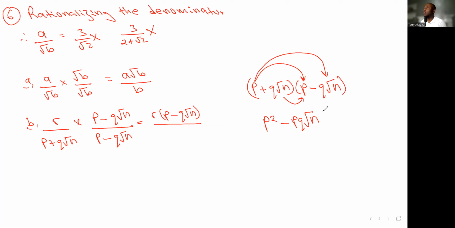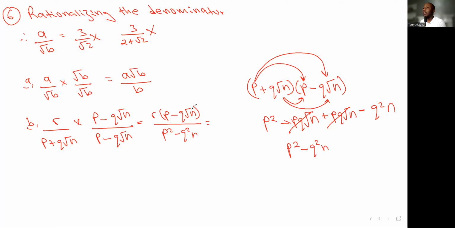Then this is going to give us this one. So Q root N times P is going to give us plus PQ root N. And Q root N times this is going to give us what? So it's plus times minus is going to give us minus, and that will give us Q squared. Now root N times root N is going to give us what? N. Are you seeing it? So that means minus PQ root N plus PQ root N will cancel out. Can you see? And you're going to be left with P squared minus Q squared N. So that's how you get that.